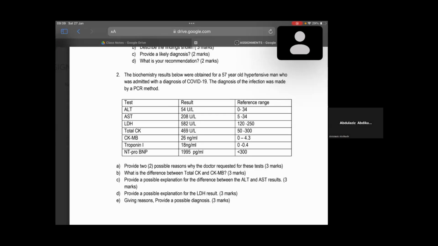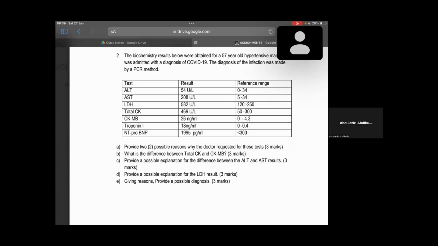So, giving the diagnosis, giving reasons, provide a possible diagnosis. Here is where now I want your input. I will not let this slide. I will let you say, what are the possible diagnoses from the table? Because I've interpreted for you, I've answered the questions for you, but this one will tell me at least you've learned something from the cardiac biomarkers. So for possible diagnosis, you can easily just type it.